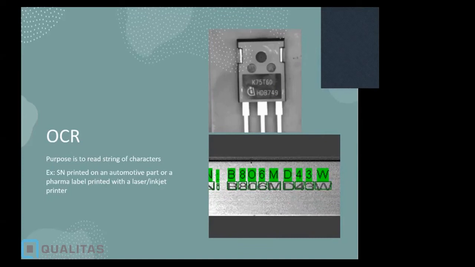The next application is OCR. Again, a very common application. With OCR, the purpose is to read a string of characters. Now, the difference between identification and OCR is that OCR is for human readable characters, right? So a human can read these strings, and you are training a machine using machine vision to be able to automate this reading, right?